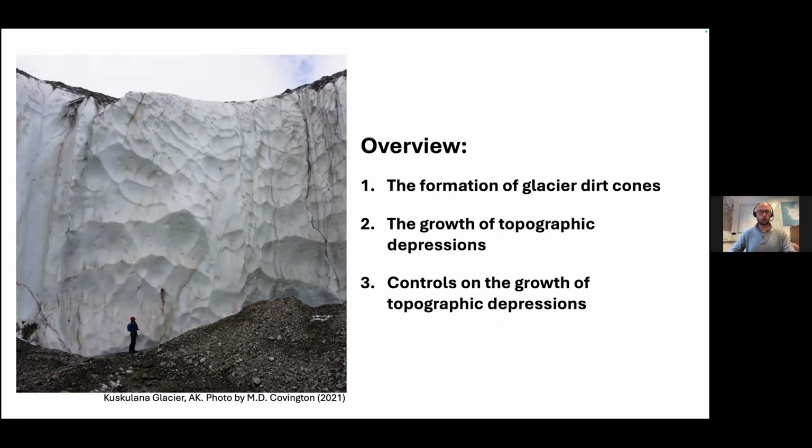And so the first one, we're going to look at differential melt, this contrast in debris thickness, by examining the formation of dirt cones. And the second, we're going to look at topographic depressions on debris-covered glaciers, because these are the sort of hollowed out bowl areas in the topography that form into ponds. And then finally, we're going to look at a model that I developed to examine the growth of topographic depressions to see how they may develop into ponds.